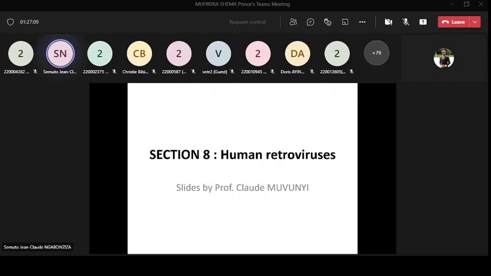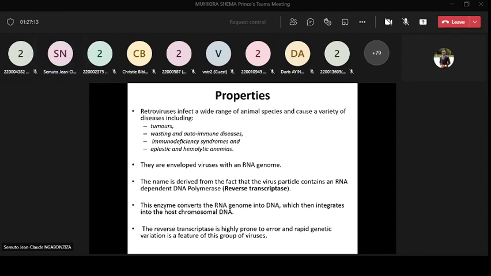So human retroviruses, slides also by Prof. Muvunyi. First, they infect a wide range of animal species and cause a variety of diseases, including tumors, wasting, autoimmune disease, immunodeficiency syndrome, and aplastic and hemolytic anemia. So a wide range of diseases, and they are all enveloped viruses with an RNA genome.